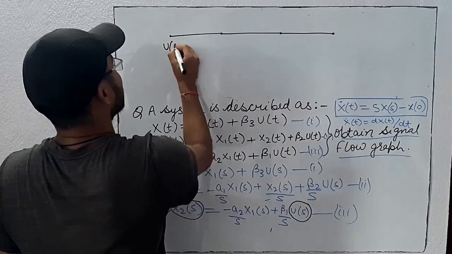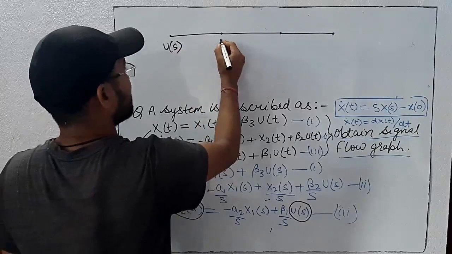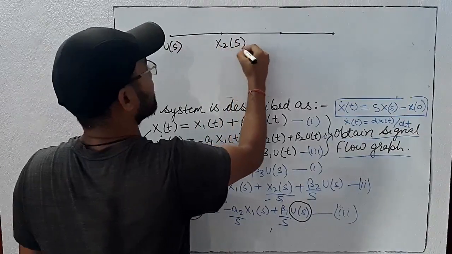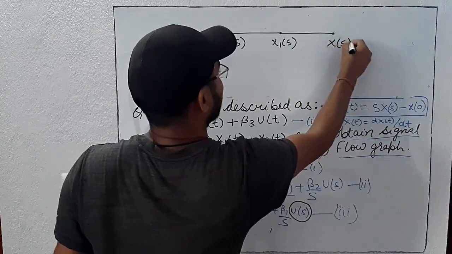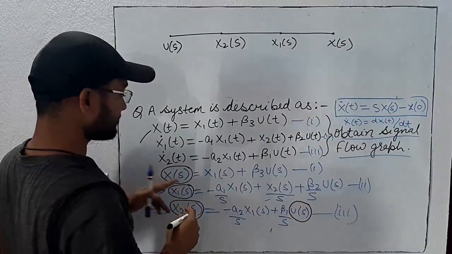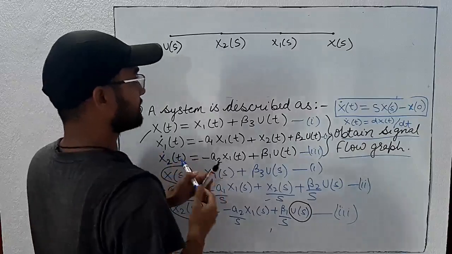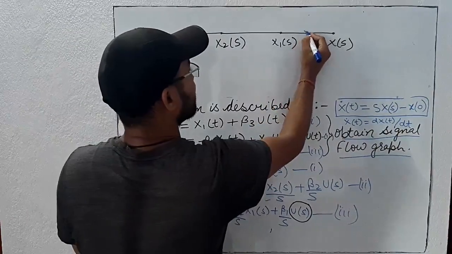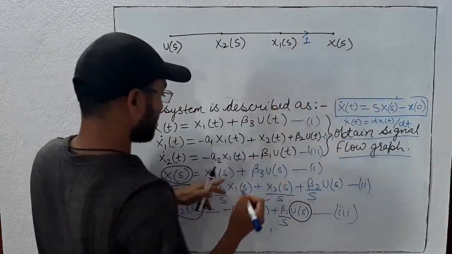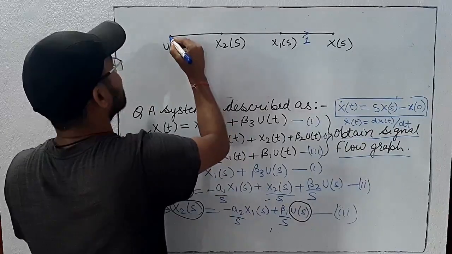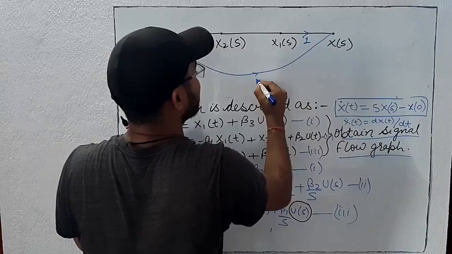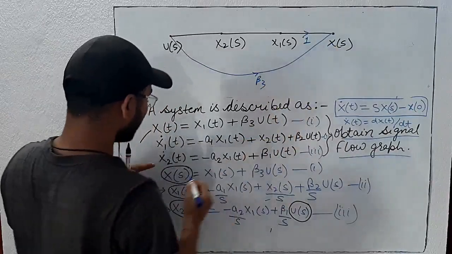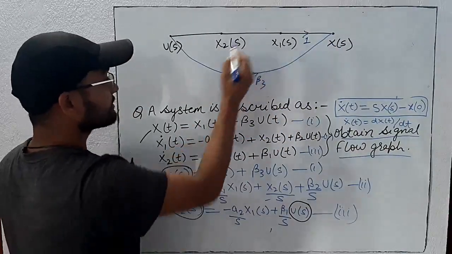Here we will write x2(s), x1(s) and x(s). So first of all we will see x(s) is equal to x1(s). So here the multiplicative factor is only 1, plus b3 u(s). So from here it will come b3. So equation 1 is done in this graph.